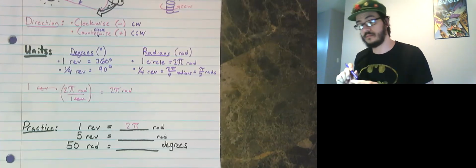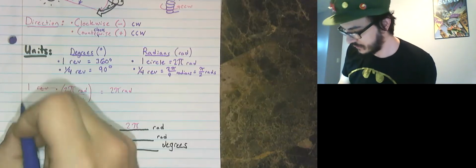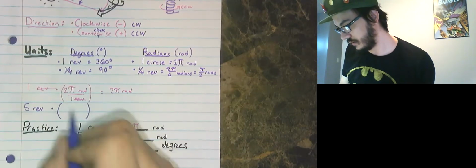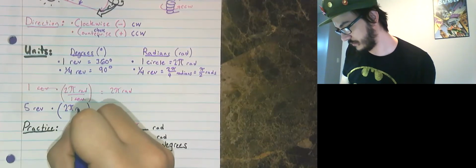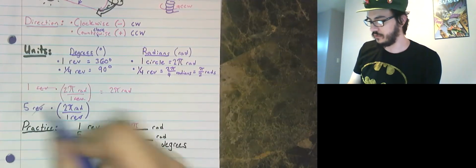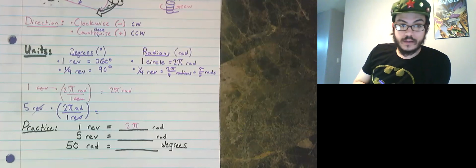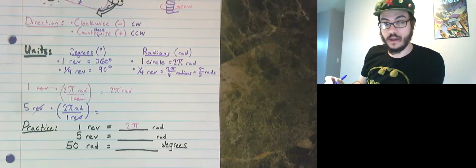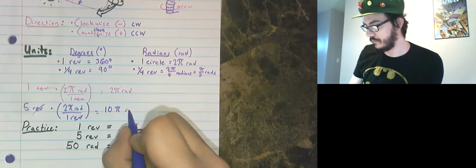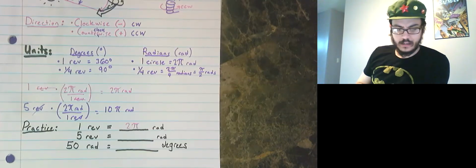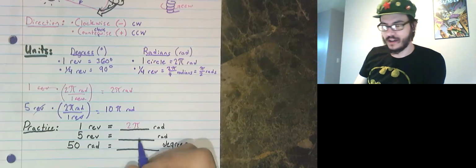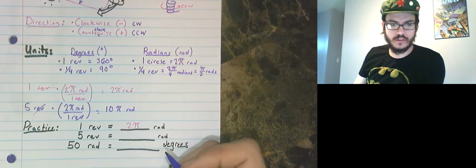5 revolutions, a bit more interesting. 5 revolutions. Some stoichiometry kind of unit conversion stuff here. Revolutions cancels. We get 5 times 2 times pi, which should, of course, be 10 pi radians. If you want, you could even solve that: 10 times pi is 31.4.